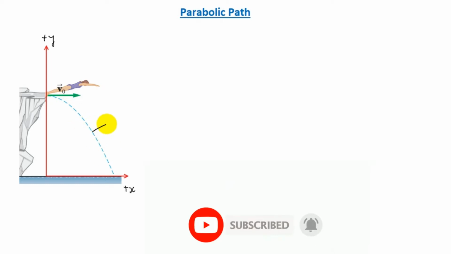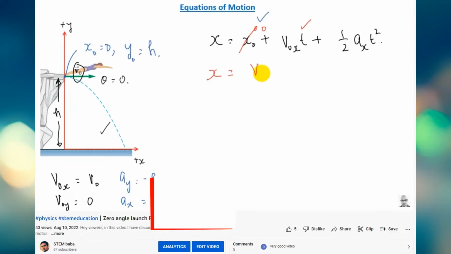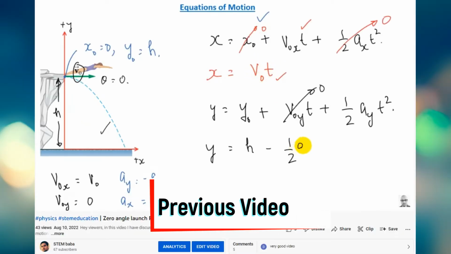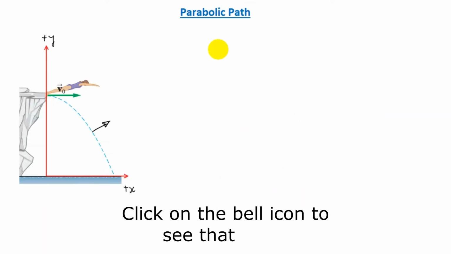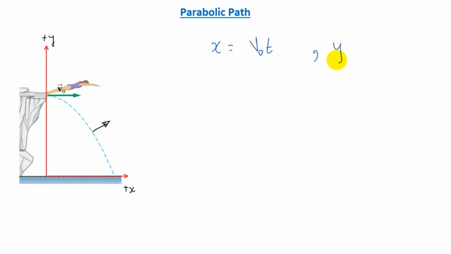More precisely, this trajectory is a parabolic path and I'm going to prove it mathematically. Now we obtained two equations. If you see the previous video, I took one example for the horizontal projectile and we obtained two equations. The first equation was x equals v0 times t and y equals h minus 1 over 2 times g times t square.